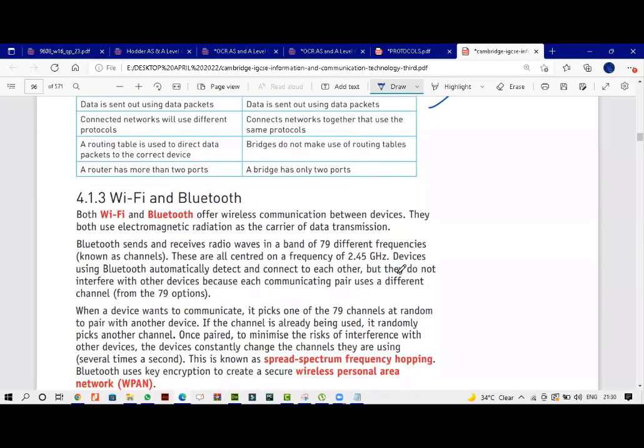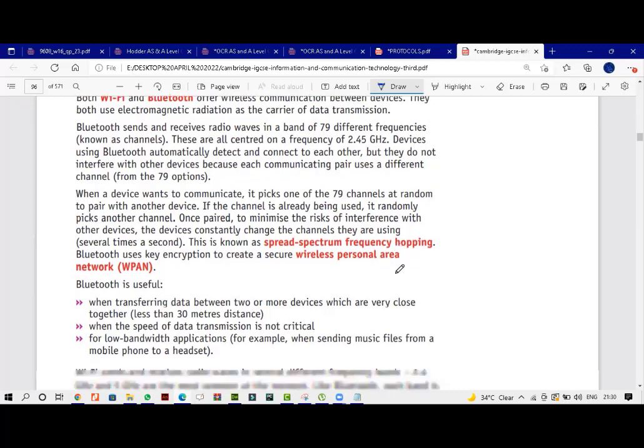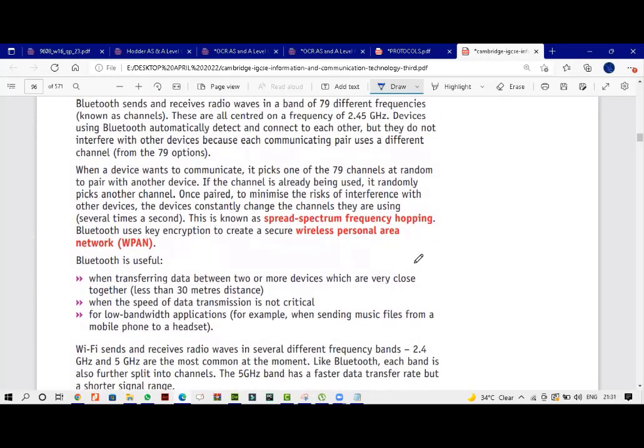Wi-Fi and Bluetooth. We should know what Wi-Fi and Bluetooth are. It's quite a generic question. We should be able to evaluate Wi-Fi and Bluetooth for a particular scenario. Wi-Fi data transfer rate is faster, Bluetooth is less. Line of sight is required for Bluetooth. For Wi-Fi, it's not required. This is again something where I would like you to make points.